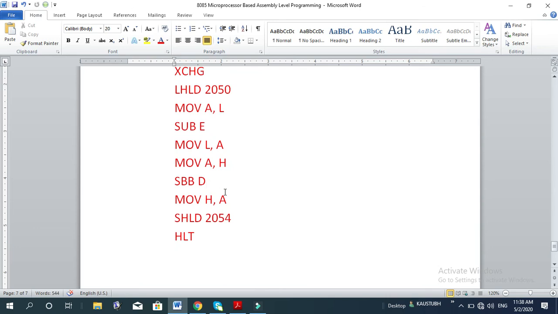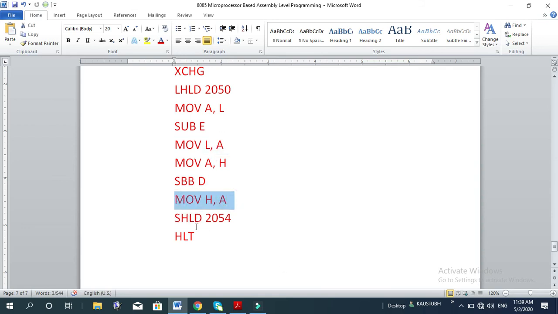Again I am copying that result into H, so A to H. Therefore my result now has the lower byte in L and the higher byte in H. Finally I store it using SHLD. That is why I copied the lower byte to L and the higher byte to H, because I am going to use this directly to store. Otherwise you can also store separately.